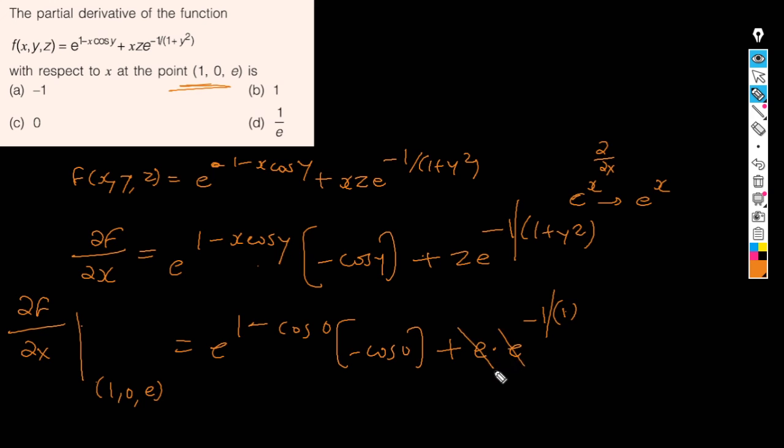So these two will get cancelled, and we get e to the power 1 minus cos 0, cos 0 is 1, so e to the power 0 into minus cos 0, cos 0 is 1, so it is minus 1 here plus 1 here. So we get minus 1 plus 1 is equal to 0, so the answer will be 0.